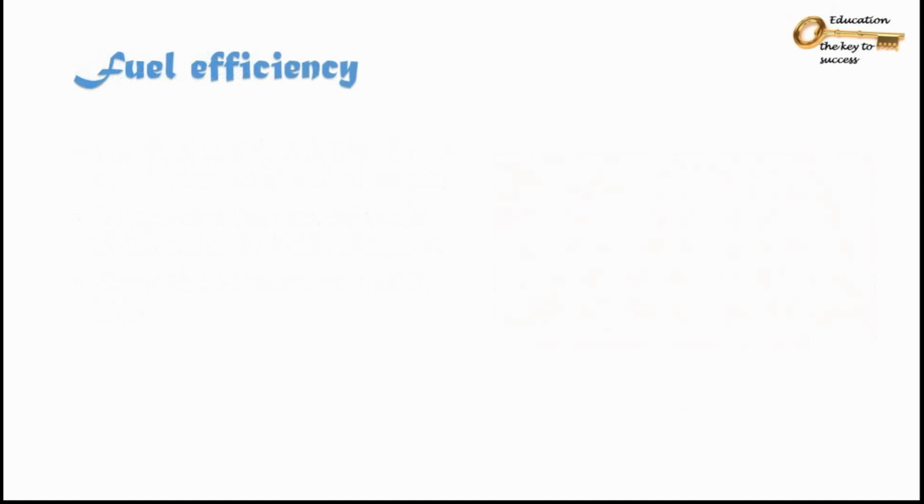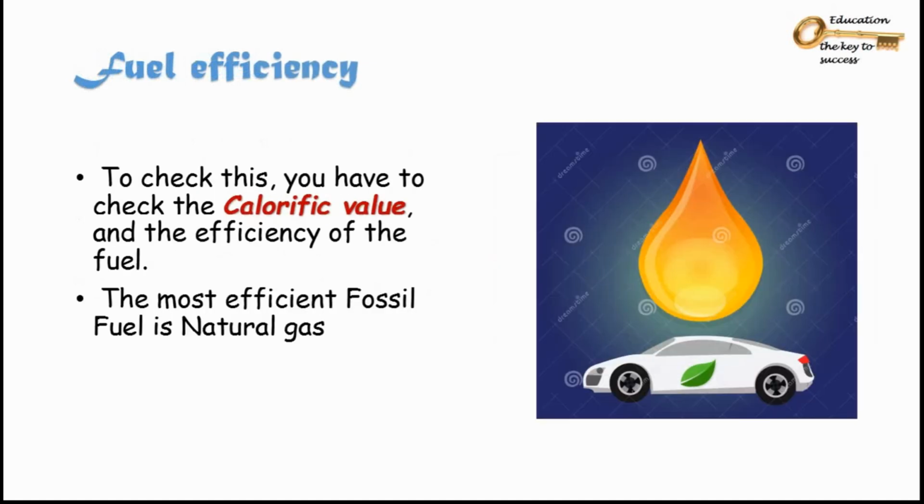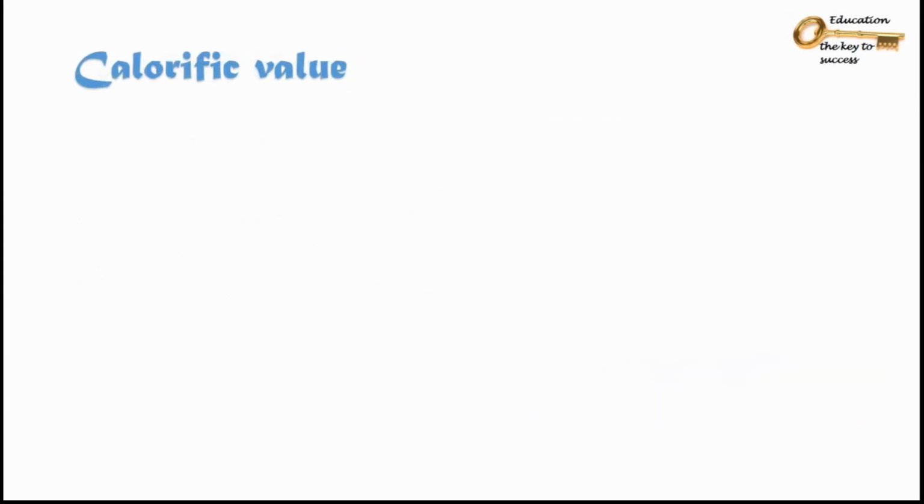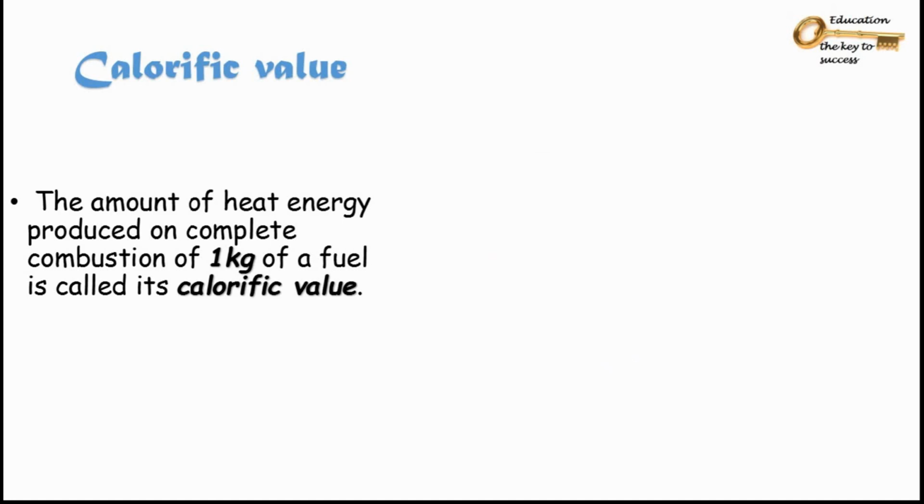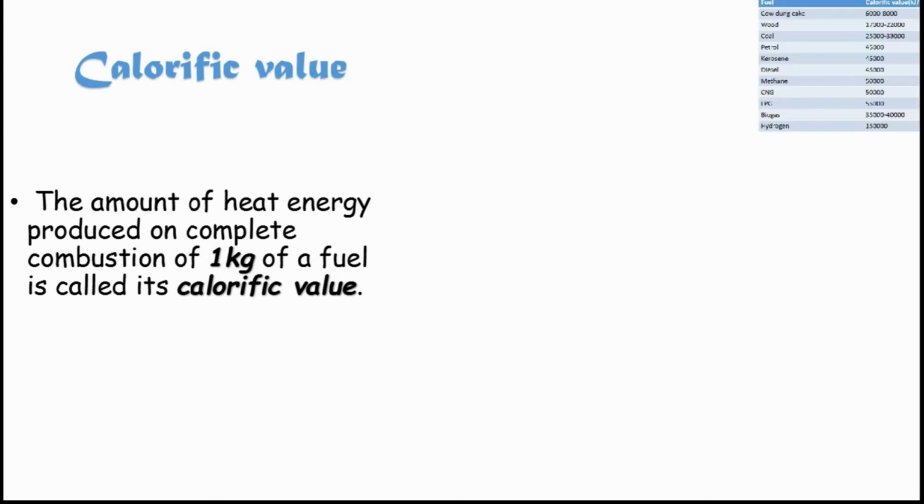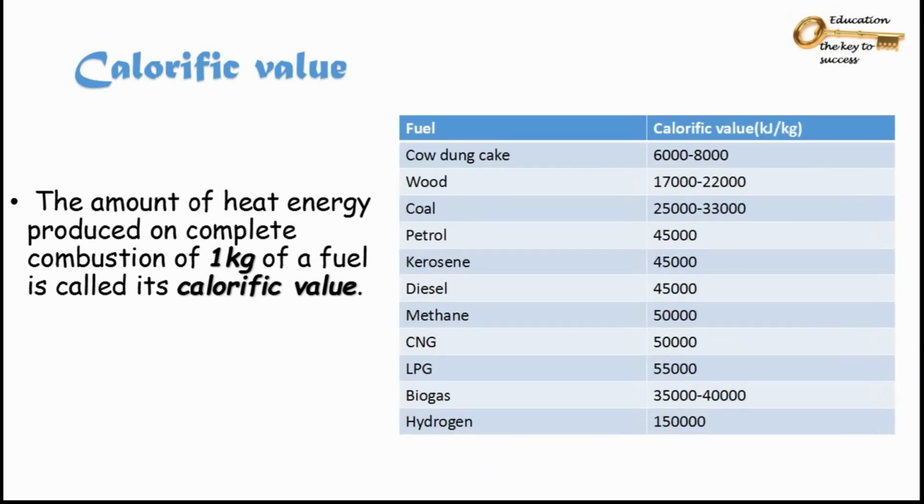What is fuel efficiency exactly? Fuel efficiency is the amount of energy derived based on the amount of fuel consumed. To check this, you have to check the calorific value, which can tell you the efficiency of the fuel. You'll soon see a table in the next slide. Calorific value: the amount of heat energy produced on complete combustion of 1 kg of fuel is called its calorific value. Here's the chart that we promised a minute ago.